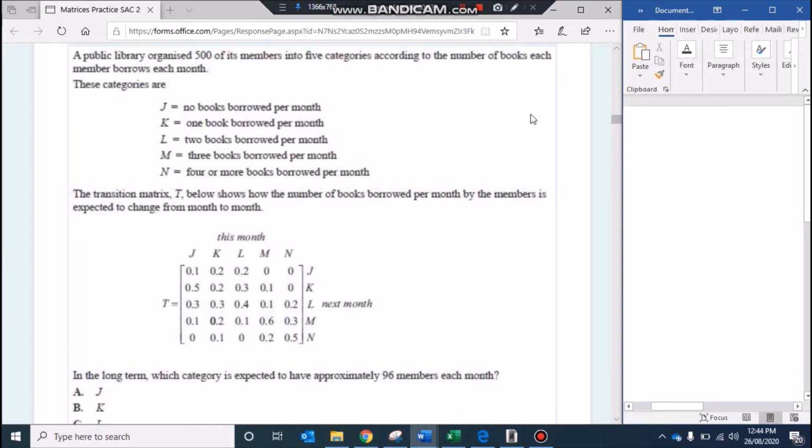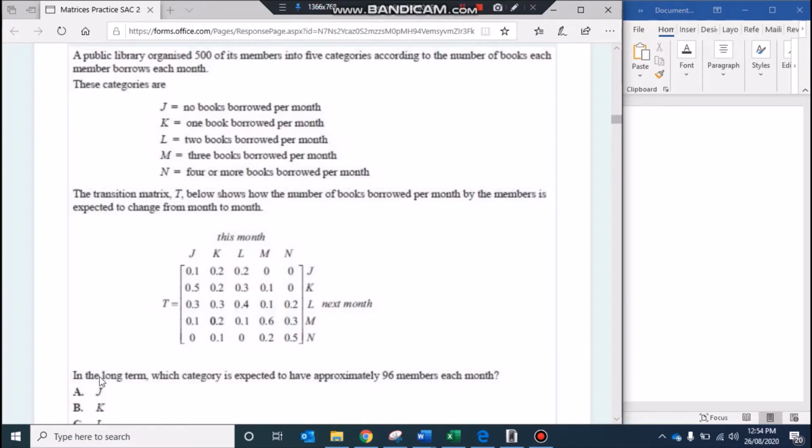A public library organized 500 of its members into 5 categories according to the number of books each member borrows each month. We've got these 5 categories here, and the transition matrix T, this one here, shows how the number of books borrowed per month by the members is expected to change from month to month. What the question is asking is, in the long term, which category is expected to have approximately 96 members each month?